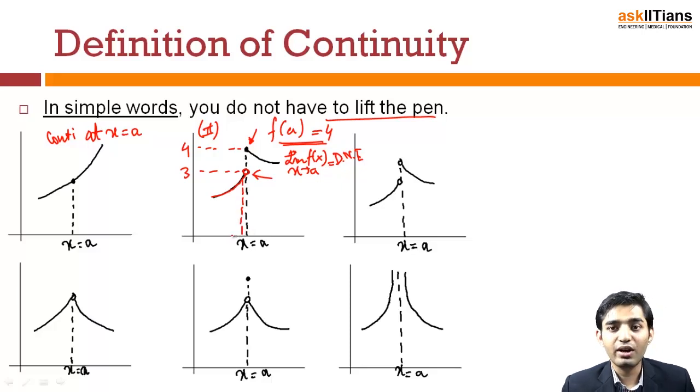That means what will be the value of f(x)? f(x) will be slightly less than 3. So the limit as x tends to a minus will give me 3, right? So LHL will be equal to 3. But what will be RHL?